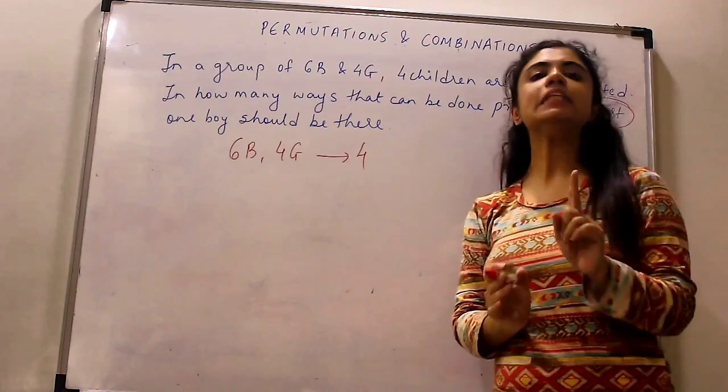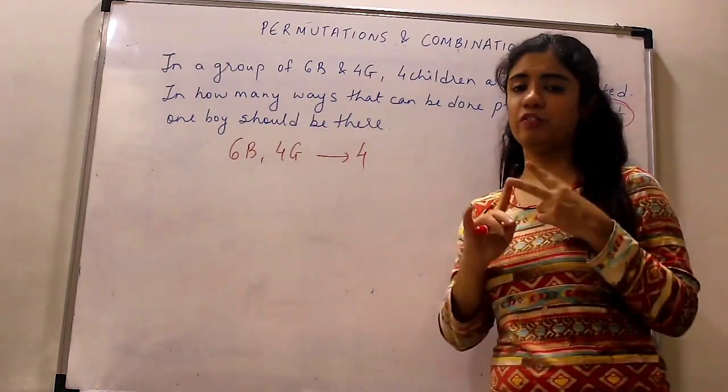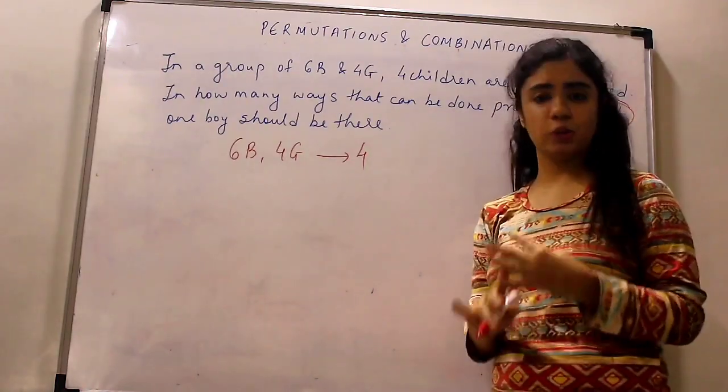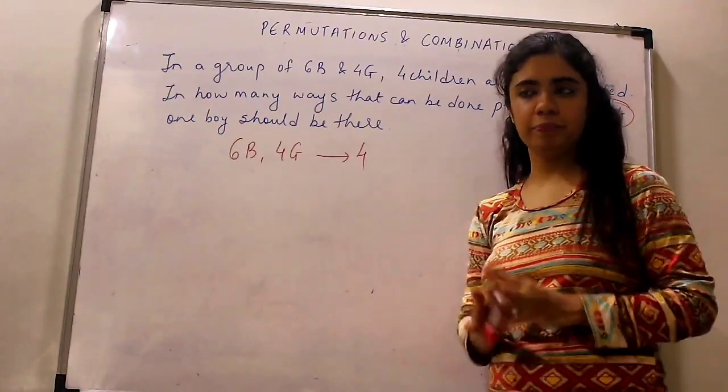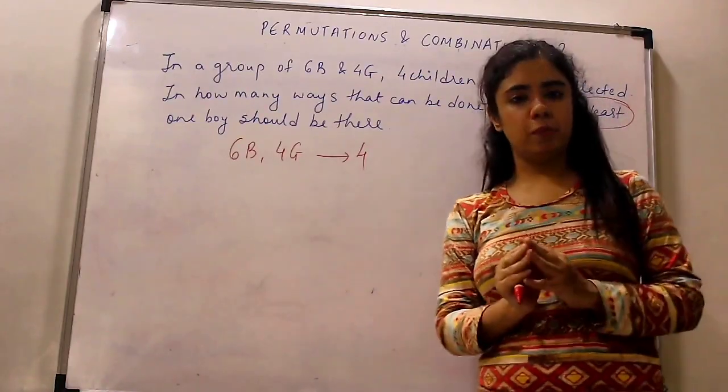Keeping in mind, at least one boy should be there. So you can have 1 boy, you can have 2 boys, you can have 3 boys, you can have 4 boys also. But at least one boy should be there. Now see, there are 2 ways of solving this problem.